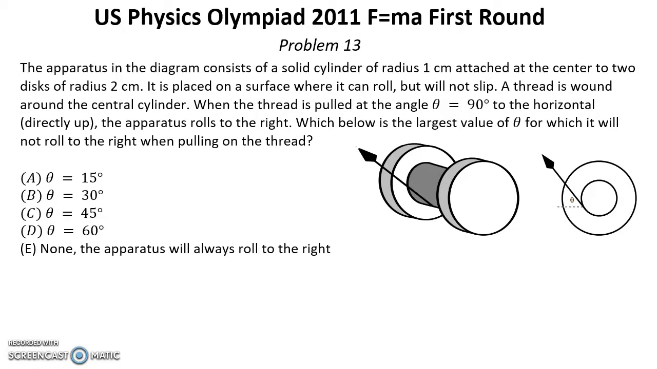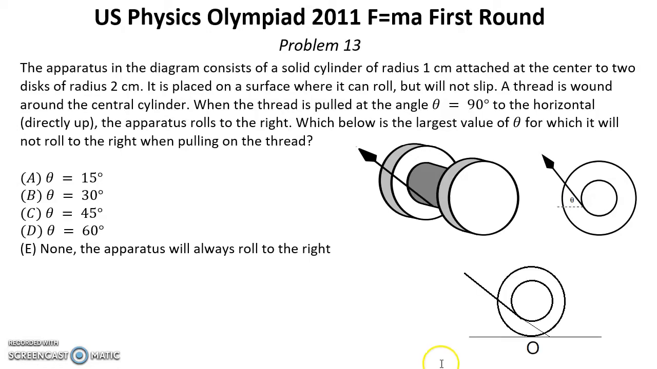When the thread is pulled at the angle theta equal to 90 degrees to the horizontal, directly up, the apparatus rolls to the right. What is the largest value of theta for which it will not roll to the right when pulling on the thread? Solution.